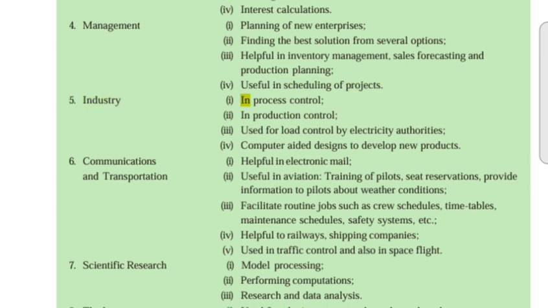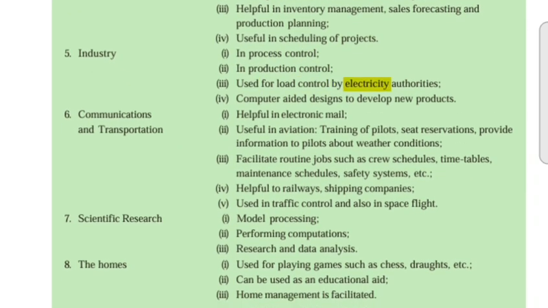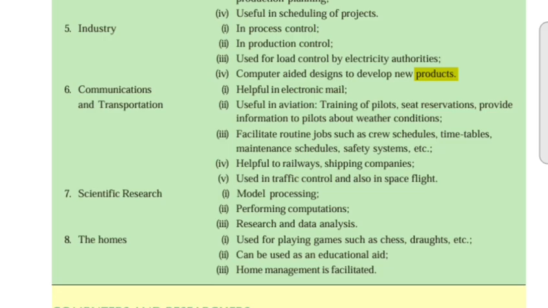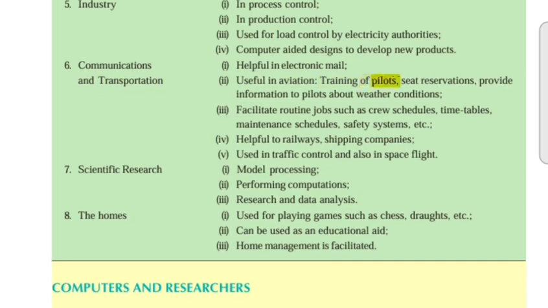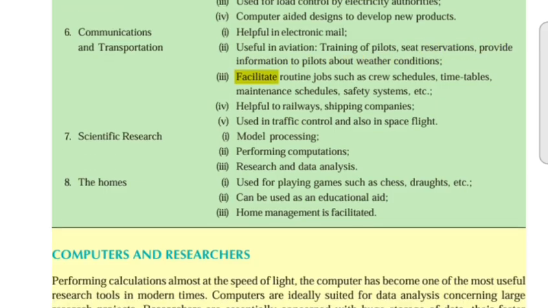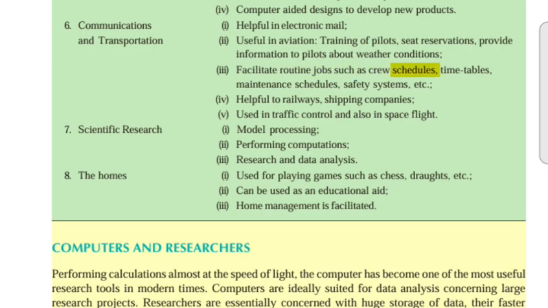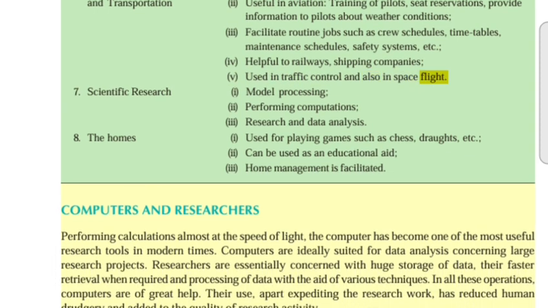5. Industry. I. In process control. II. In production control. III. Used for load control by electricity authorities. IV. Computer-aided designs to develop new products. 6. Communications and transportation. I. Helpful in electronic mail. II. Useful in aviation, training of pilots, seat reservations, provide information to pilots about weather conditions. III. Facilitate routine jobs such as crew schedules, timetables, maintenance schedules, safety systems, etc. IV. Helpful to railways, shipping companies. V. Used in traffic control and also in space flight.